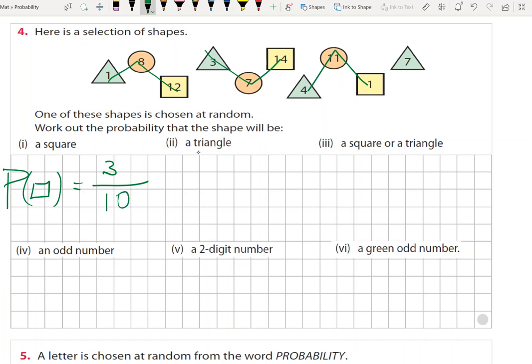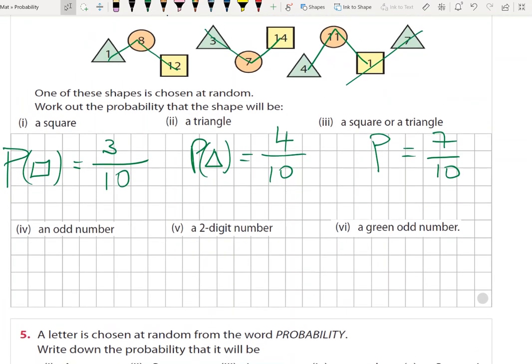Okay, what's the probability of getting a triangle? Count the triangles, they're all green, aren't they? 4 over 10. Number of outcomes hasn't changed. What's the probability of getting a square or a triangle? Well, it's no surprise that that's 7 over 10, because triangles and squares are independent of each other. They're quite different.